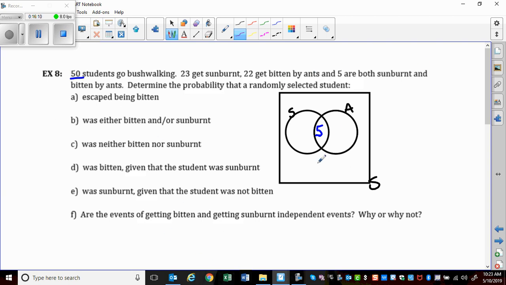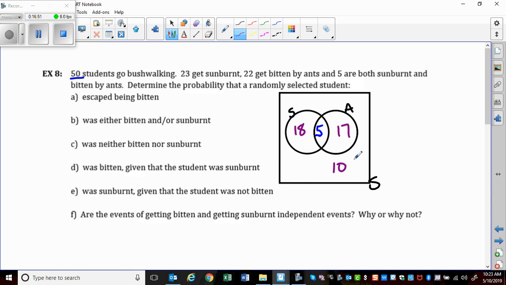Okay, so there's none that didn't get anything. Okay, so there's 50 students. I need to find out how many just got sunburnt. Well, if 23 got sunburnt, but 5 of them are in the middle, what is 23 minus 5? And that will give us our 18. If 22 get bitten by ants, but 5 of those also are sunburnt, so 5 of those go in the middle, 22 minus 5 is 17. And I'm actually going to add this up, and these give us 40. So there's actually 10 students left over that they didn't talk about out of these 50 students. So there are 10 that didn't get anything happen to them.